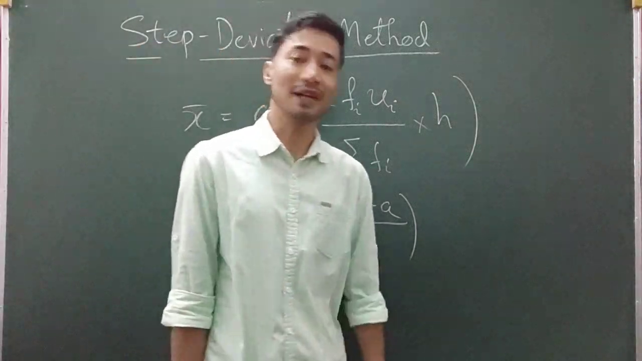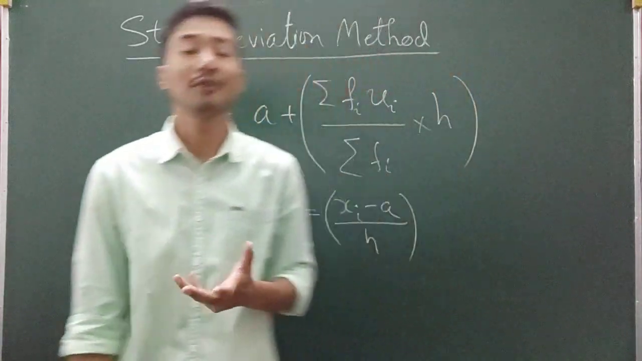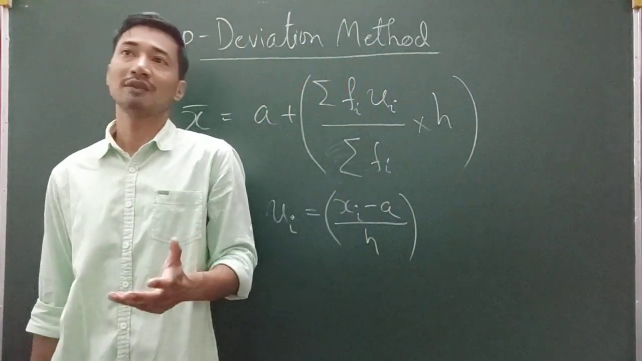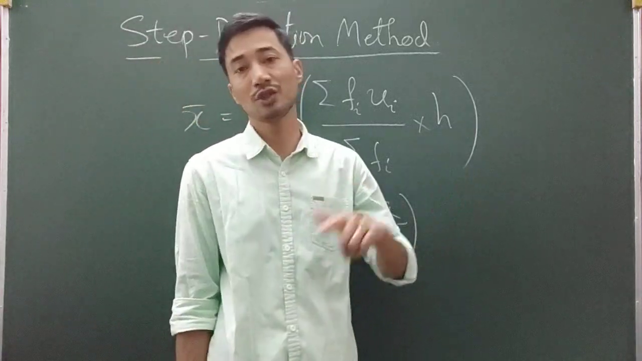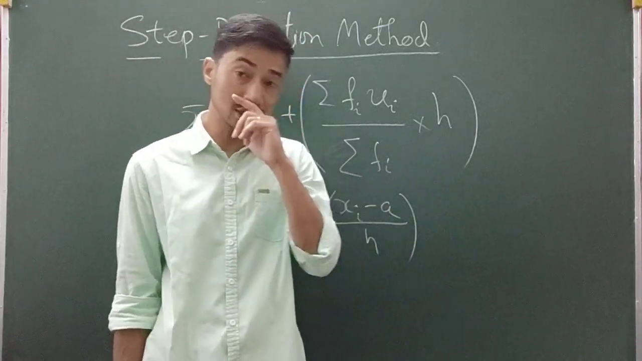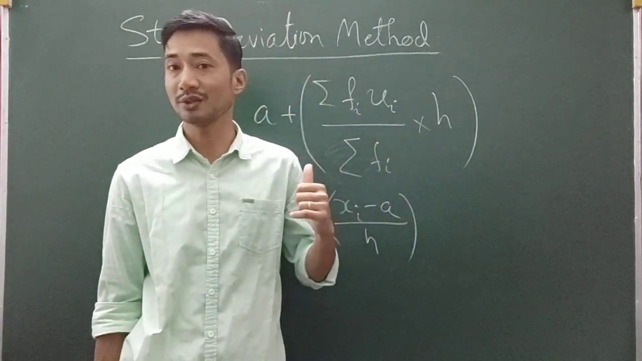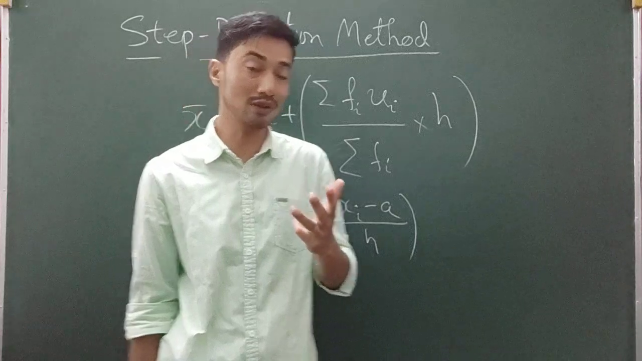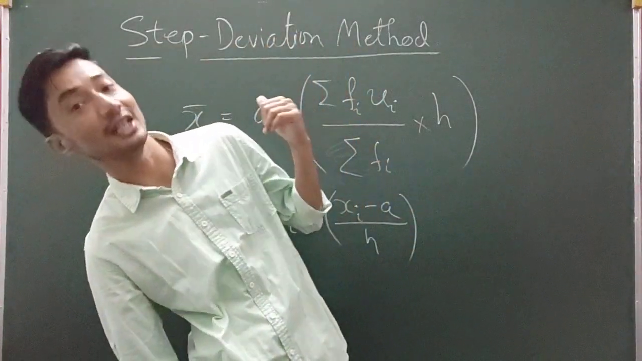Hello friends, welcome back. So we have been learning how to calculate the mean for grouped data. We have learned two methods already, that is the direct method and the assumed mean method, which is also known as the shortcut method. This is going to be the final method, which I had told you, there will be three methods, isn't it? So this is the third one, that's the step deviation method.